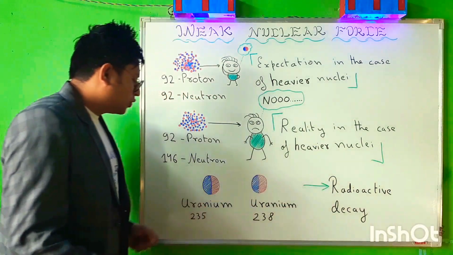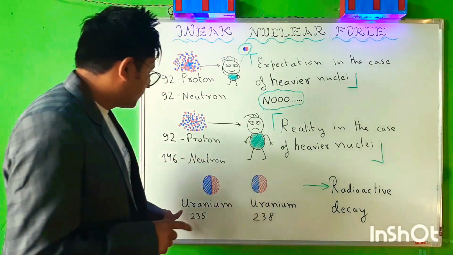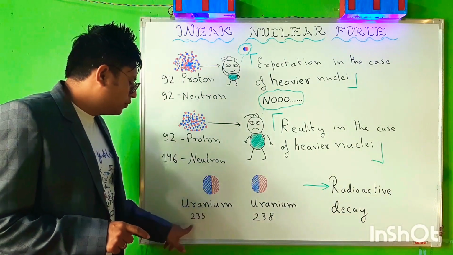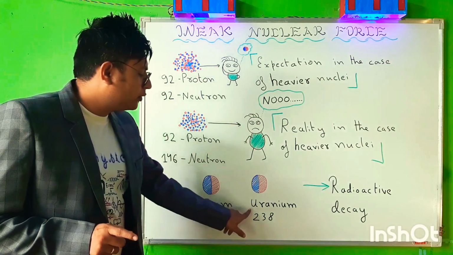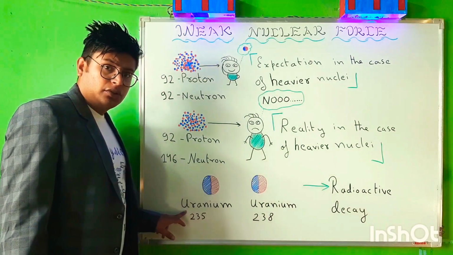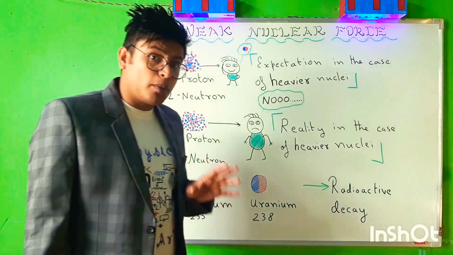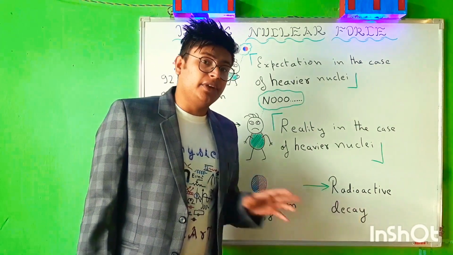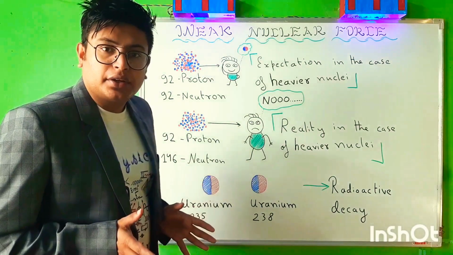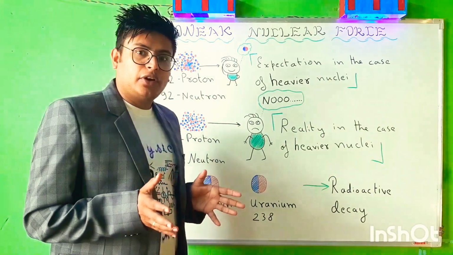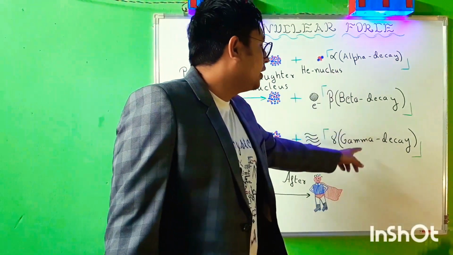This heavy nucleus is uranium 235. Uranium 235 is an isotope of uranium 238. The nuclei of heavier elements have this property of radioactive decay. They have this property of losing weight in the form of radiation. There are 3 types of decay: alpha decay, beta decay, gamma decay.